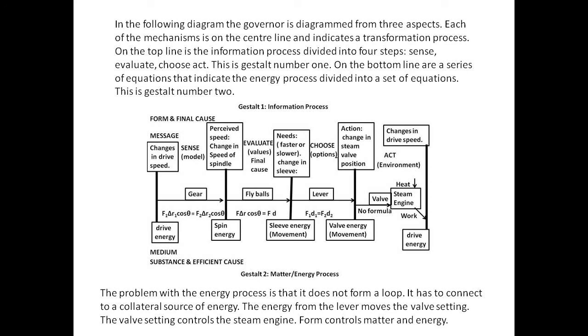The problem with the energy process is that it does not form a loop. It has to connect to a collateral source of energy. The energy from the lever moves the valve setting. The valve setting controls the steam engine. Form controls matter and energy. As a simple model of a cybernetic loop, it is simplest to diagram it as an information process.